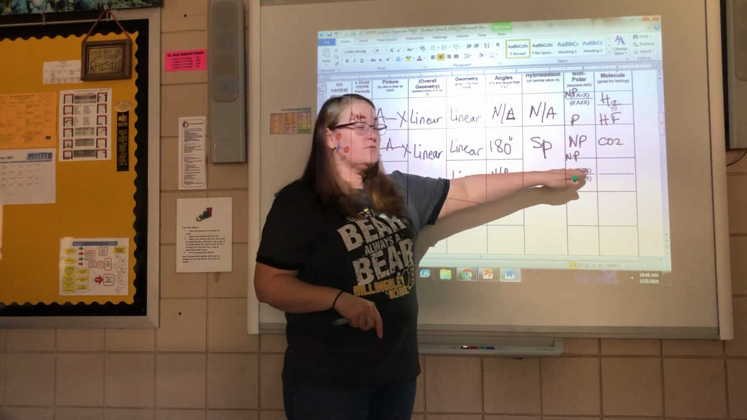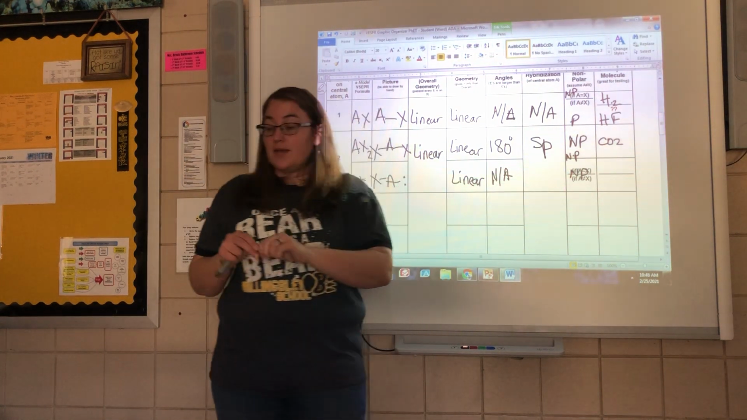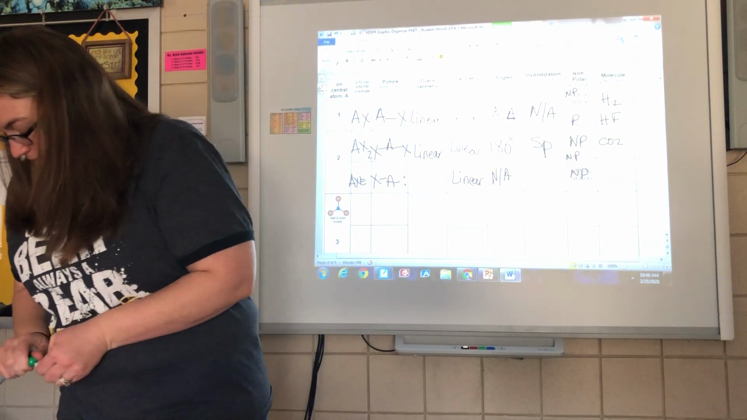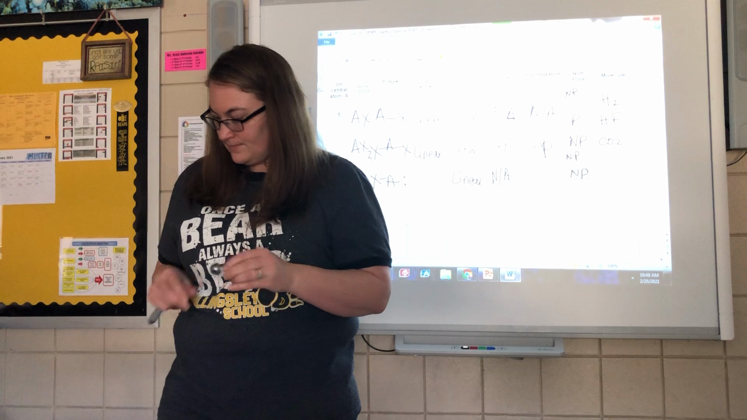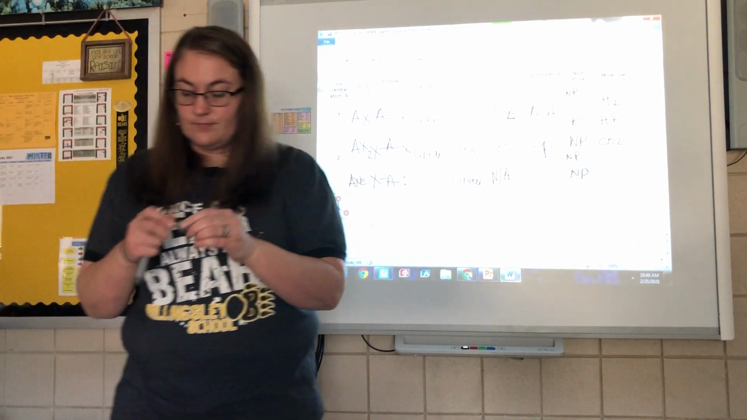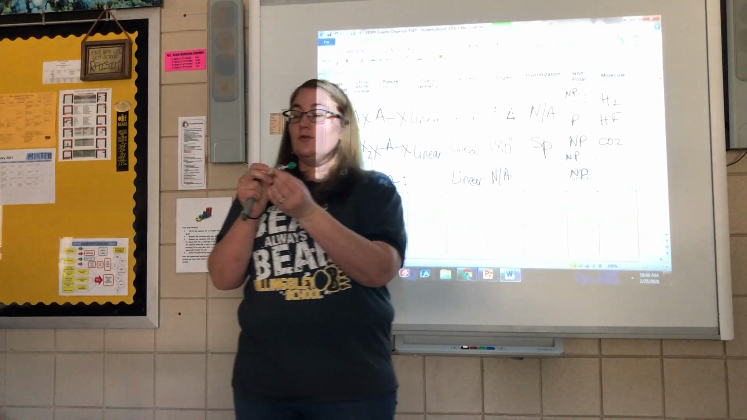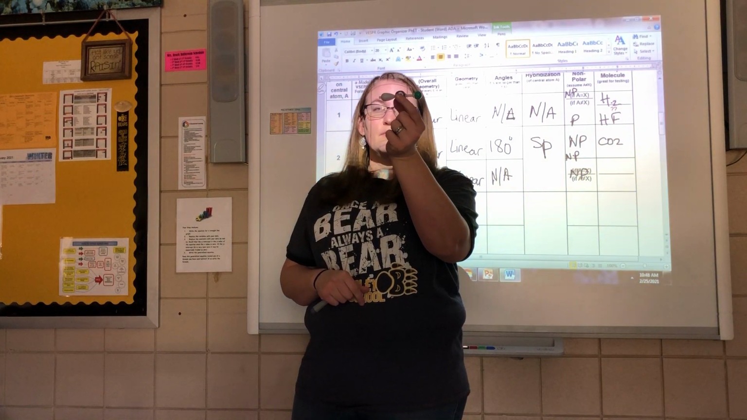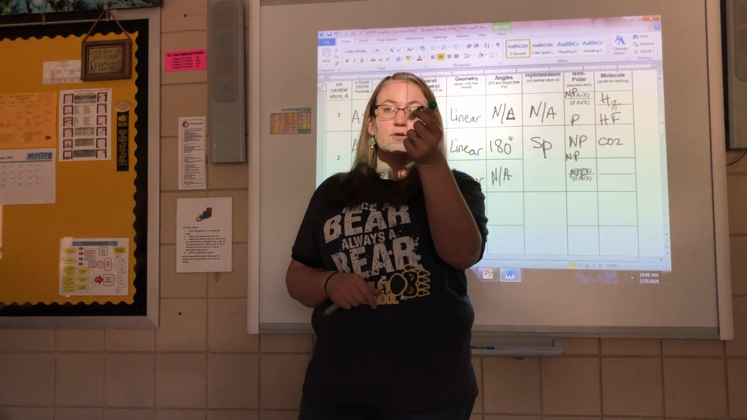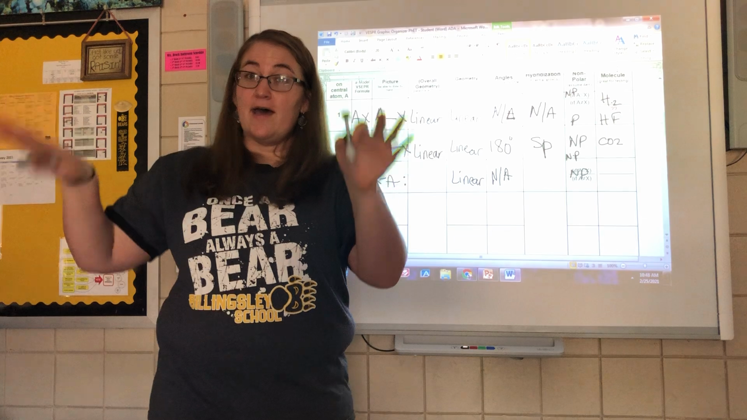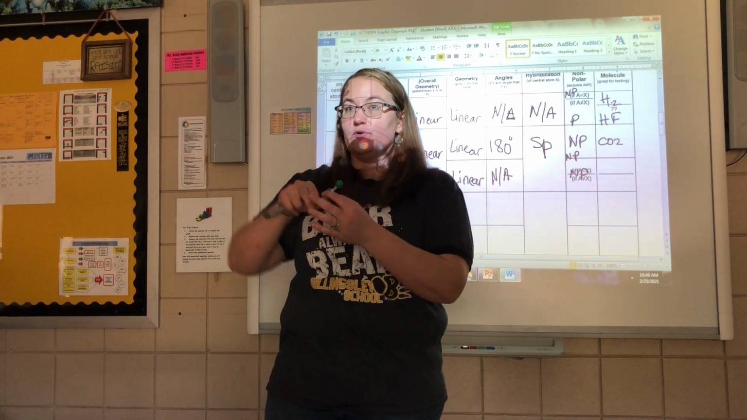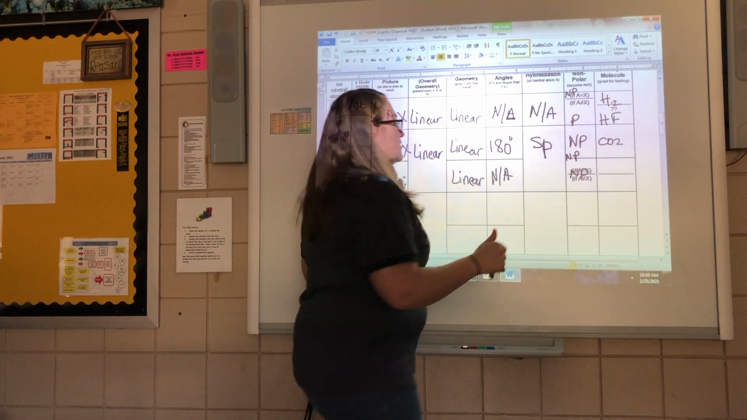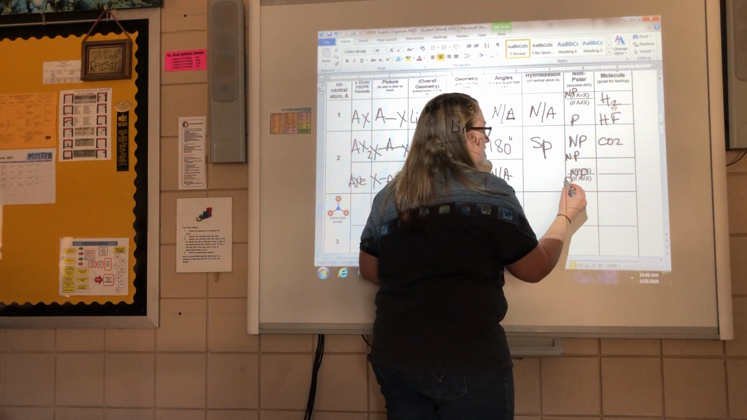But A is equal to X, that is non-polar. But if A is not equal to X, is that polar or non-polar? Polar. They're not going to share equally. So we're going to have some opposite sides. Think North Pole, South Pole. We're going to have some sides that are different there. So if A is not equal to X, that's going to be polar.